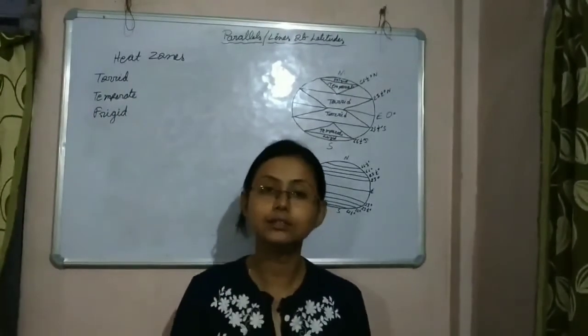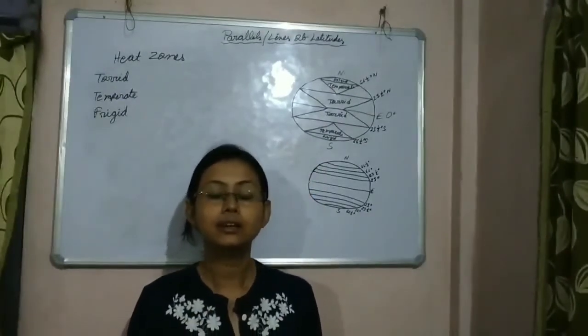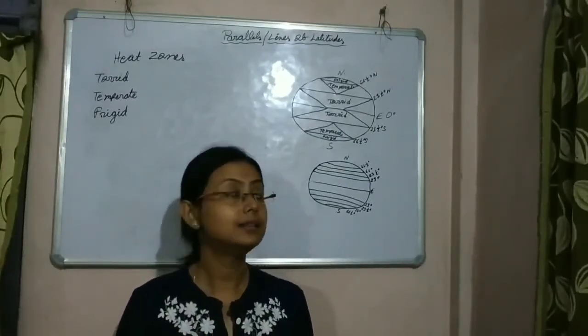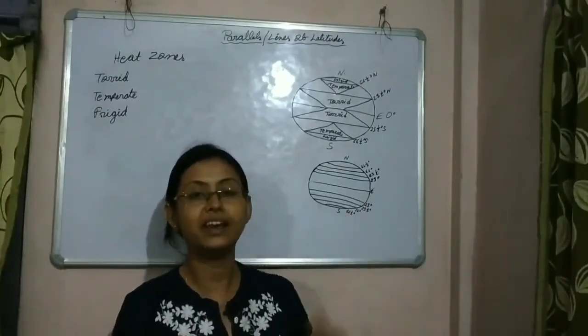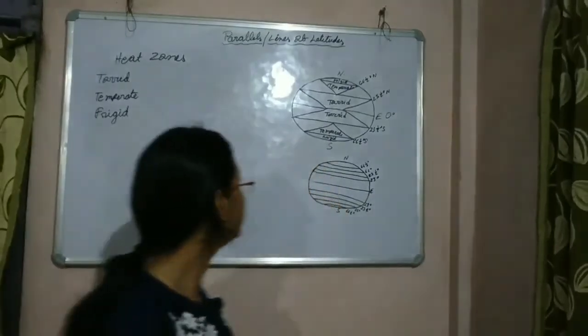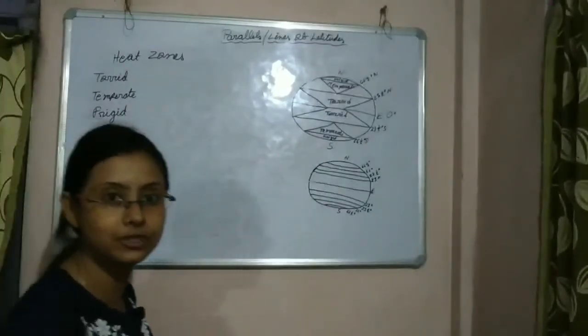On the basis of this difference in the sun's heat and light received, the surface of the earth, our planet, has been divided into 3 heat zones. What are they? The first one is the torrid zone, the second is the temperate zone, and the third is the frigid zone.